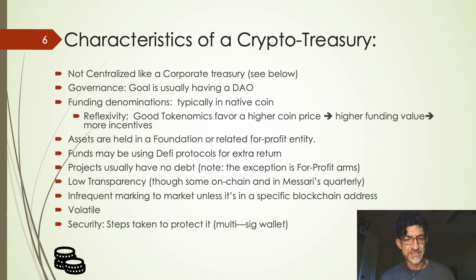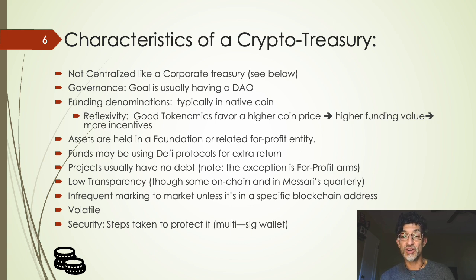What else should I focus on? Yeah, the assets are usually held in a foundation, sometimes a for-profit entity. The funds might be used in DeFi. I mentioned they have no debt. There's low transparency typically. They tend to be volatile because they're in native coins. Think about that. If you're in a native coin, you're going to be extremely volatile.